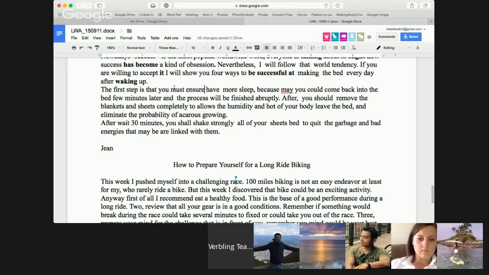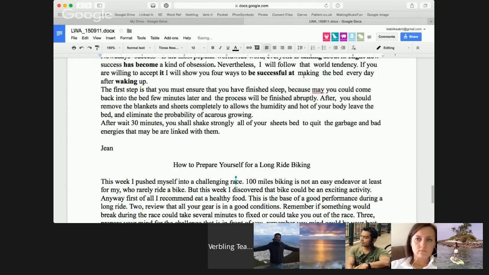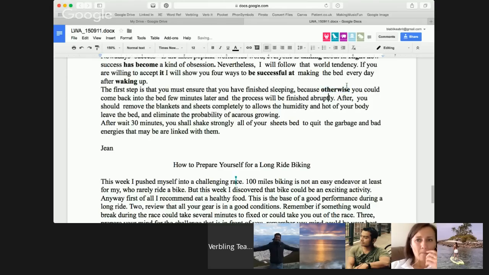That does work, but we need to change it to a negative here then, right? Because what you're saying is you don't want more sleep. Haven't? No, you must ensure that you have finished sleeping, I think, is the key thing to say. Because in the other situation, in which case we need to use the word "otherwise," right? Because if you haven't finished sleeping, otherwise you might come back into the bed a few minutes later and the process will be finished abruptly.